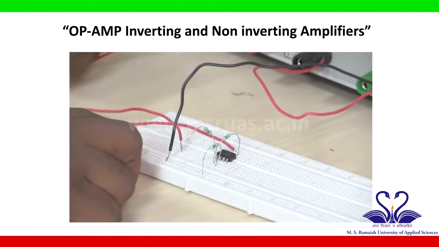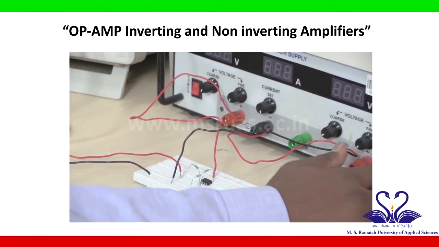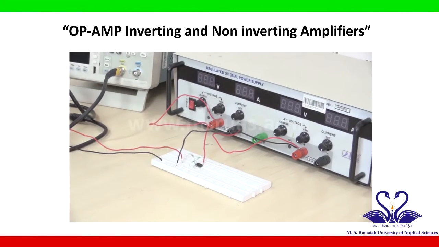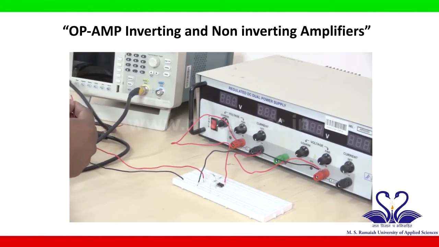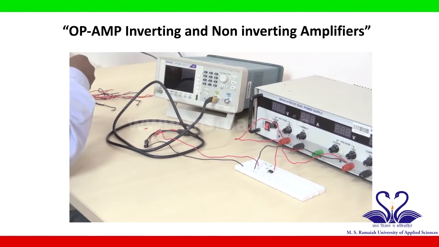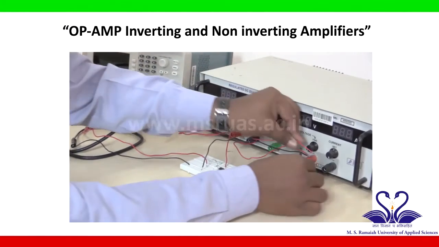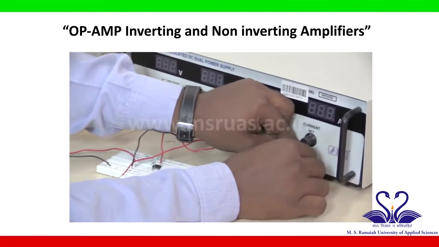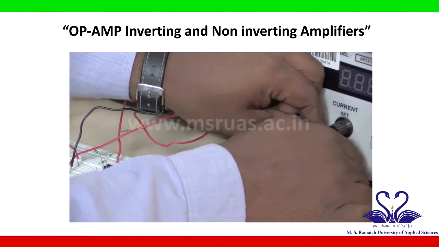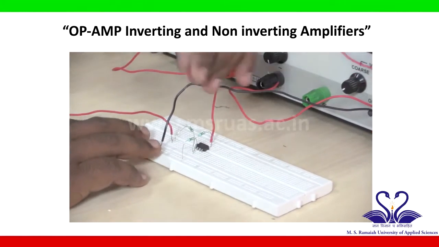Now this is plus VCC, which I have already connected to pin number 7. Now this is minus VCC, which is connected to pin number 4. So I will take a wire, connect to minus VCC, which is connected to pin number 4. So here is a pin number 4.